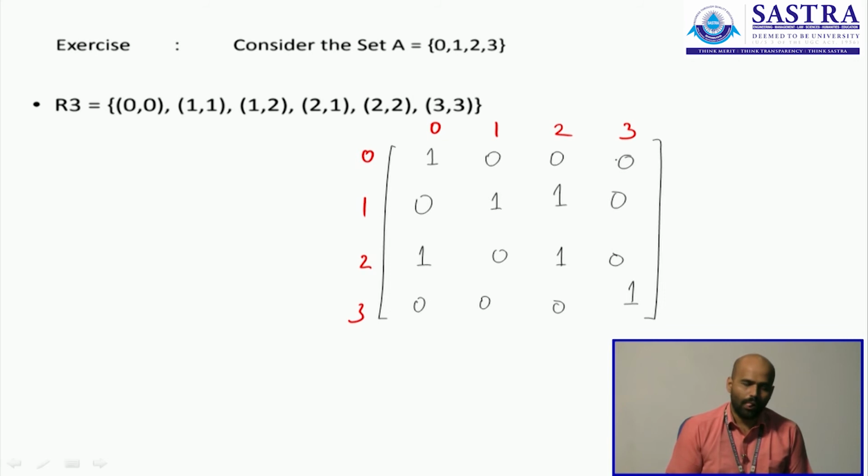If you can follow, this relation R3 is in fact a symmetric relation, because for every pair (1, 2) there is also a pair (2, 1). The other pairs have the same elements paired up with each other, so you don't have to worry. But (1, 2) and (2, 1) are related, therefore this is actually a symmetric relation.